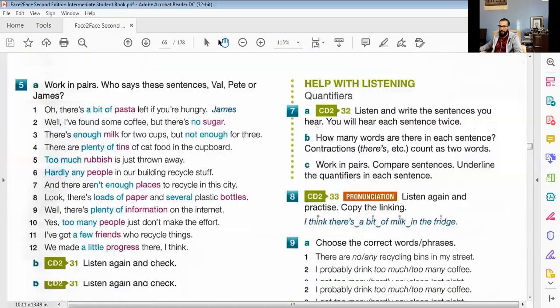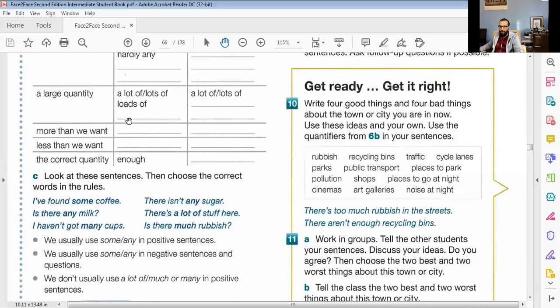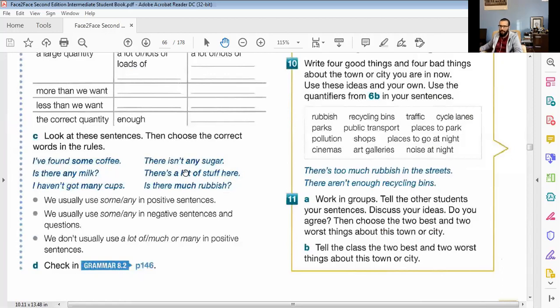So now, since we finished talking about quantifiers, we also talked about how to use some and any, many and much. Some and any are so important that we've been talking about them since elementary, because we use them a lot. They're important and they're easy to confuse. So you need to know how to use some and any. What else? Much and many. Much and many are more commonly used in questions and in negatives. So this is also important to keep in mind.